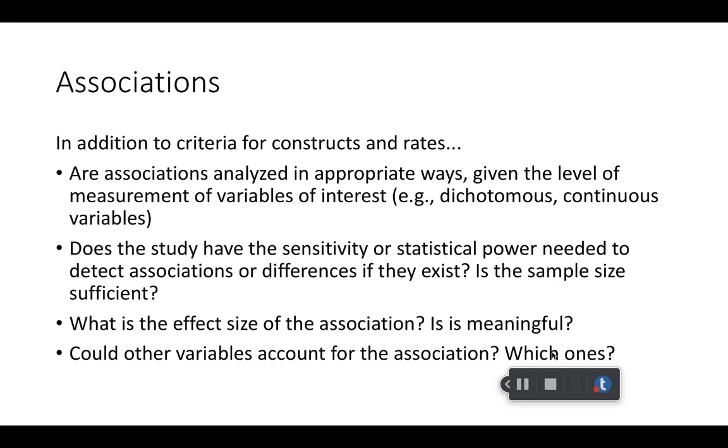Second, we would ask, does the study have the sensitivity or the statistical power needed to detect associations or differences if they exist? And this is really largely about sample size. Is the sample size sufficient? We would also ask, what's the effect size or the magnitude of the association, and is it meaningful? And could other variables account for this association? And if so, which variables?